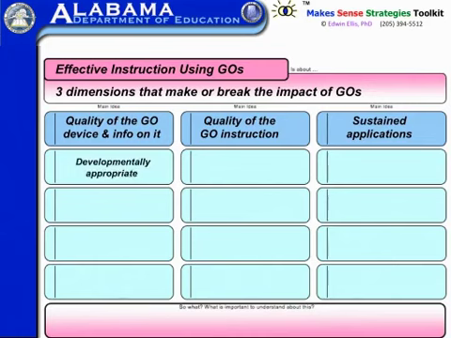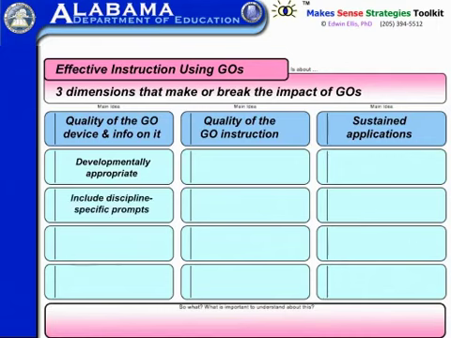So in terms of the quality of the graphic organizer device and the information on it, first of all, what's really critical is they're developmentally appropriate. In other words, graphic organizers that are really good for 3rd graders may not be really good for 9th graders. And so we want to have a match between the graphic organizer and the sophistication of the learner, rather than using the same type of graphic for all kids.